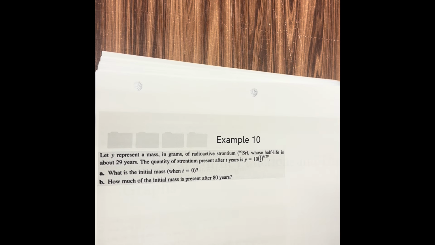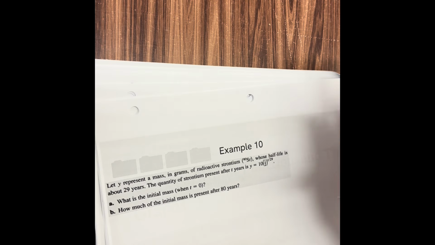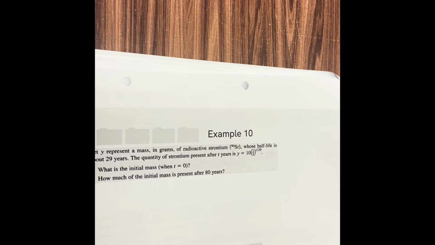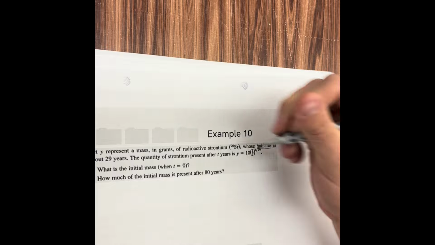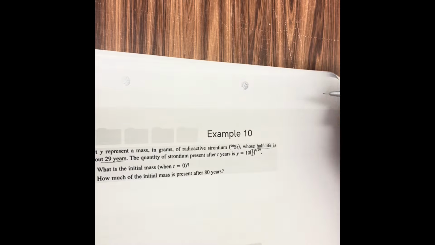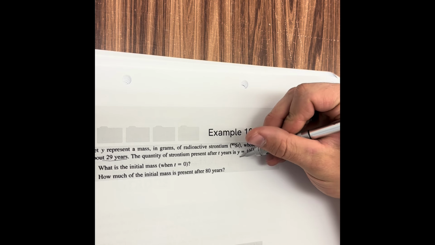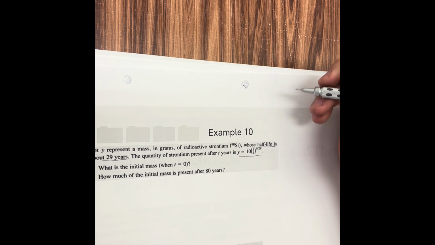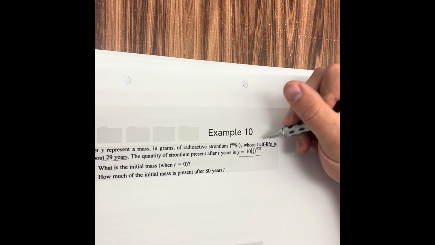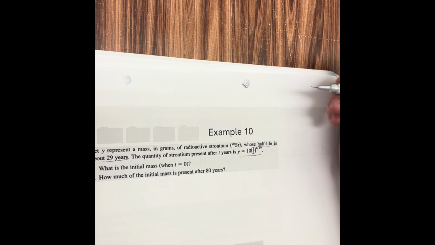All right, example number 10. So we have to let y represent a mass in grams of radioactive strontium whose half-life is about 29 years. So they're giving us a little bit of information here. Half-life is 29 years. The quantity of strontium present after t years is y equals 10 times (1/2) to the power of t divided by 29. So you can see that half-life is right here.